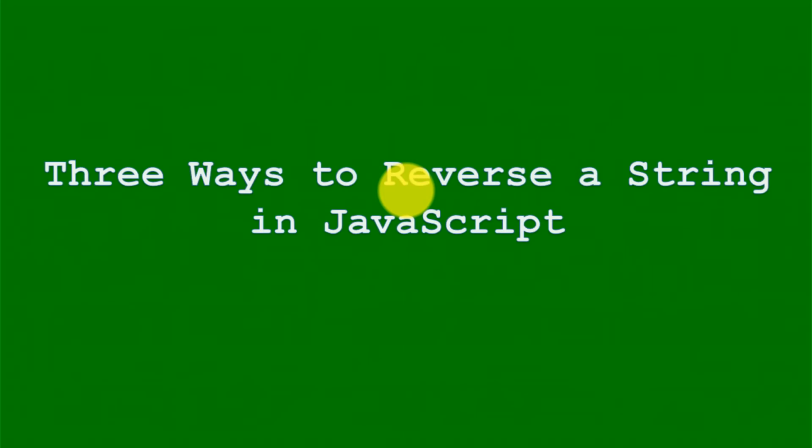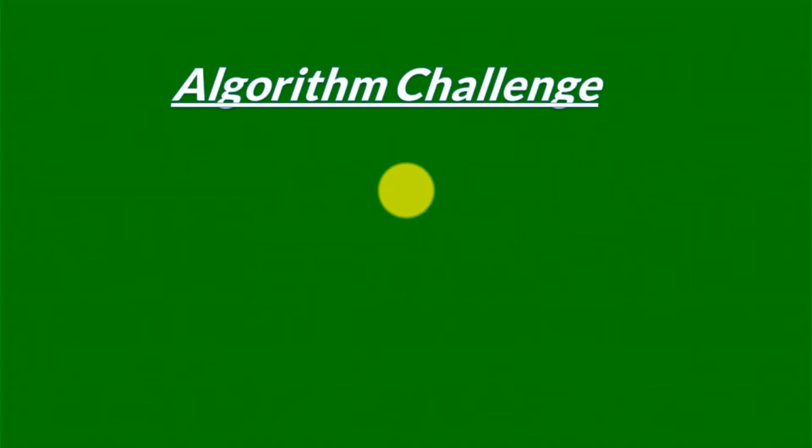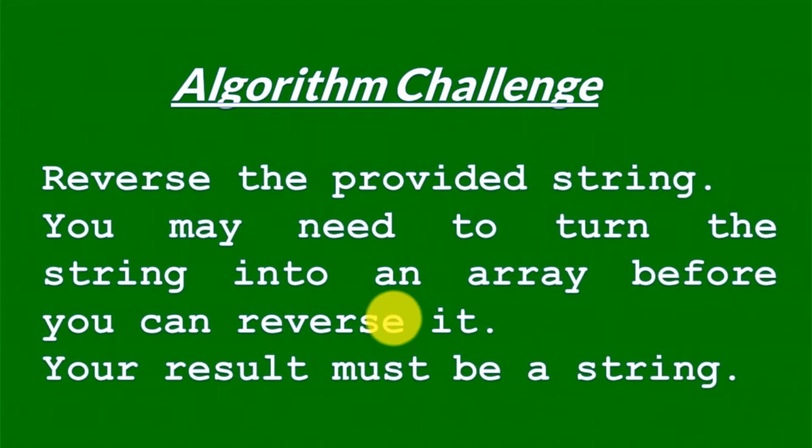Today we are going to see 3 ways to reverse a string in JavaScript. First of all, let's have a look at the algorithm challenge. Here what you have to notice is that you may need to turn the string into an array before you can reverse it, and the result must be a string.